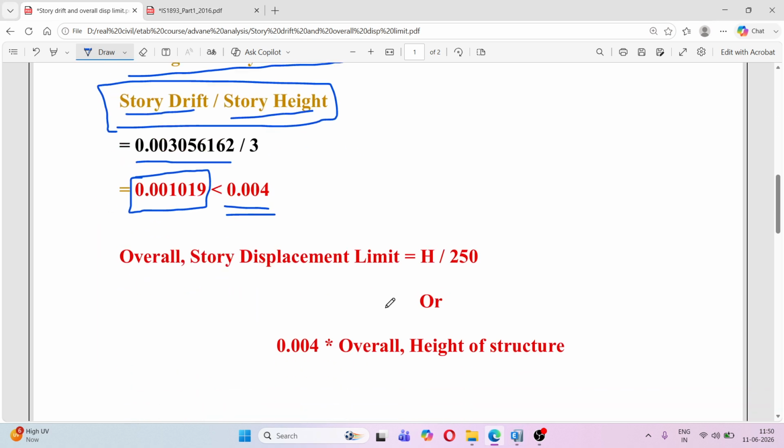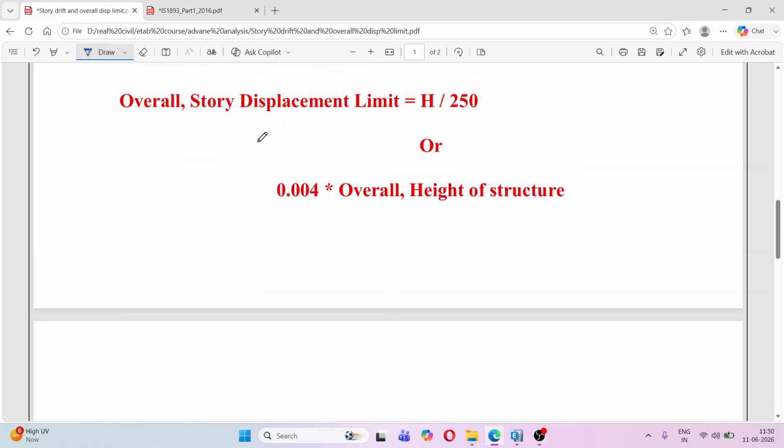And now let's see the second point: overall building displacement limit. The formula is H by 250 or 0.004 times the overall height of the structure, and this H means the overall height of the structure. Both the formulas are the same. Either you can say H by 250 or 0.004 times the overall height of the structure. So let's see the displacement of the structure.